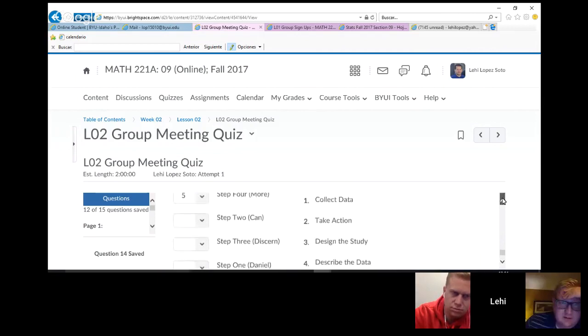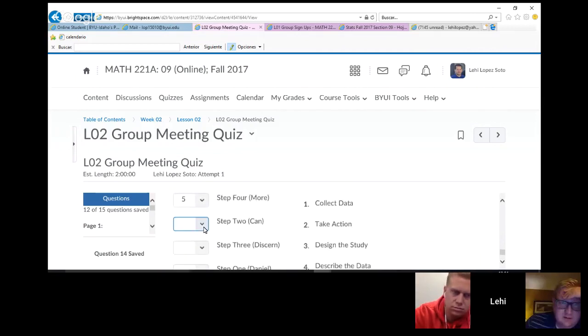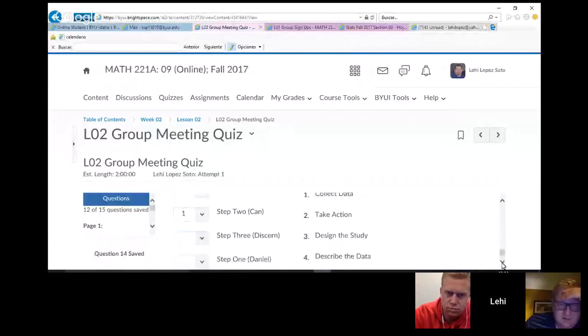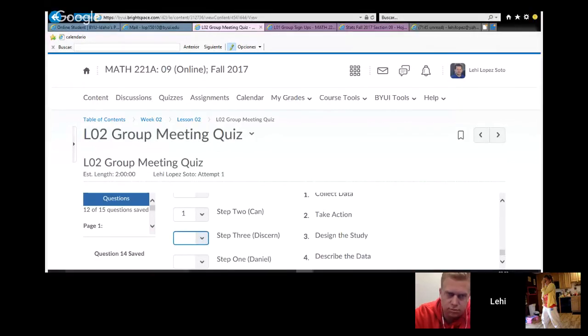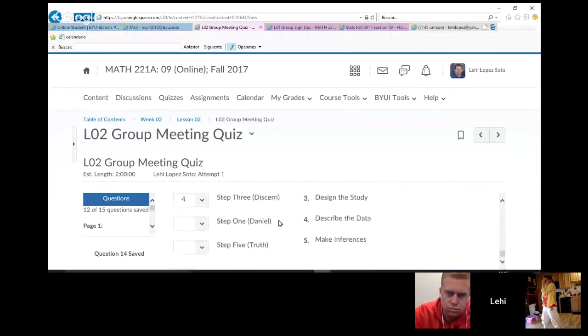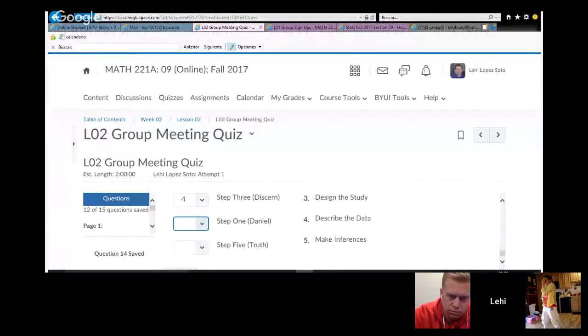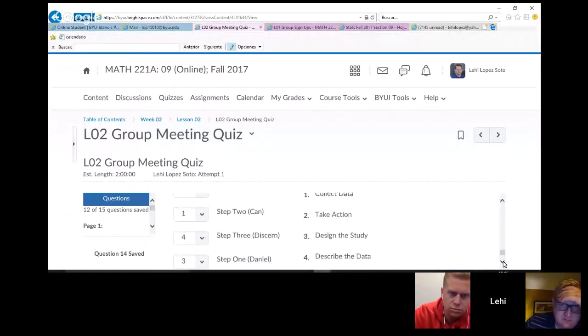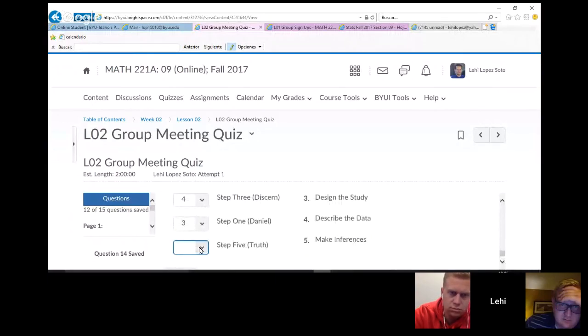Step 2 is collect data, which is number 1 in my case. Step 3 is describe the data, number 4. Step 1 is design the study, which is 3. Step 5 is take action, which is number 2. Okay, we are done.